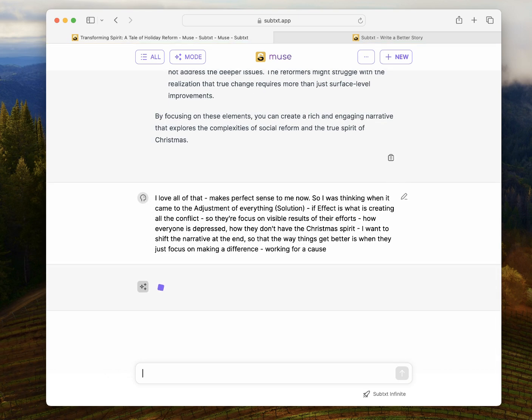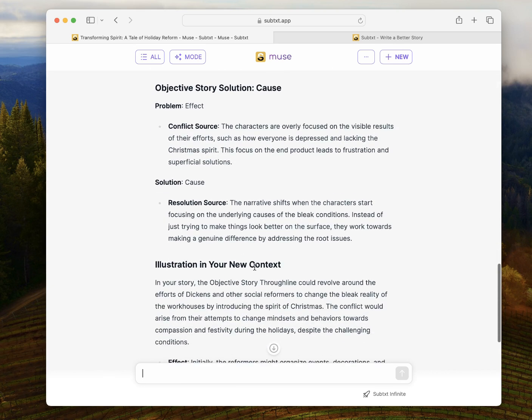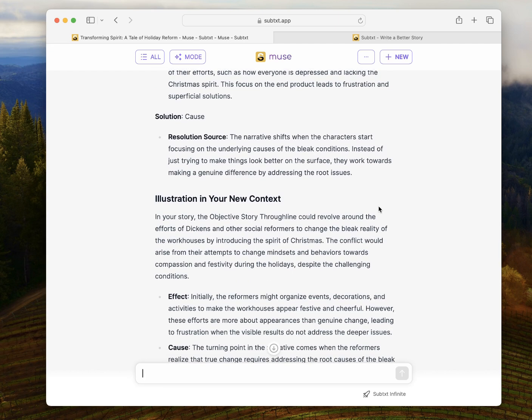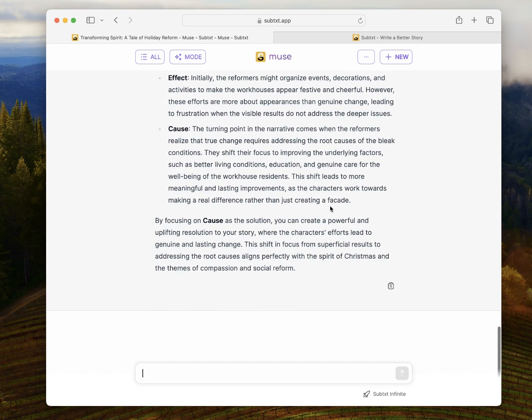So essentially I have everything that's creating the conflict in the story, which is people focusing on all those effects. And then what is known as the objective story solution, which would be cause. The reason that works is because cause is the dynamic opposite, the flip side, two sides of the same coin, of effect. So the narrative shifts when the characters start focusing on the underlying causes of the bleak condition. Instead of just trying to make things look better on the surface, they work towards making a genuine difference by addressing the root issues. Now I have a really clear idea of where this narrative is going to be taken from beginning to end. It rewrites it here so I have a better idea of it. What might be even nicer is to know what's going to happen in each act.